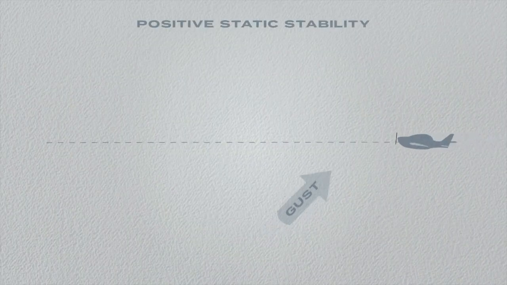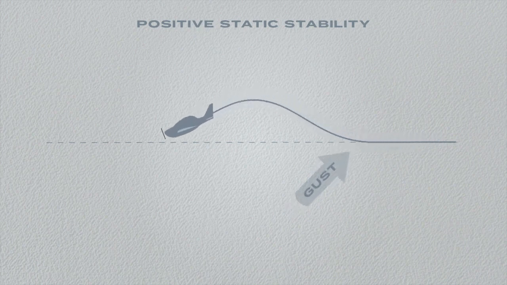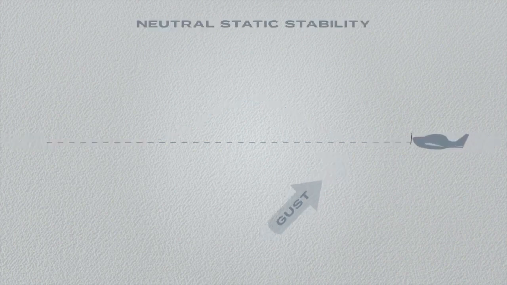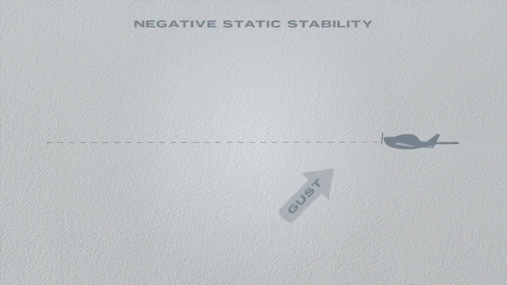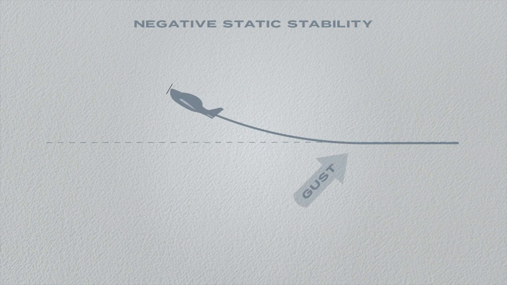When disturbed by a gust of wind, positive static stability is the initial tendency of the aeroplane to return to its original attitude. Most training aeroplanes are designed this way. Neutral static stability is the initial tendency of the aeroplane to continue in its new attitude. Negative static stability is the initial tendency of the aeroplane to move further and further away from its original attitude. This is not desirable, so most aeroplanes are not designed this way.